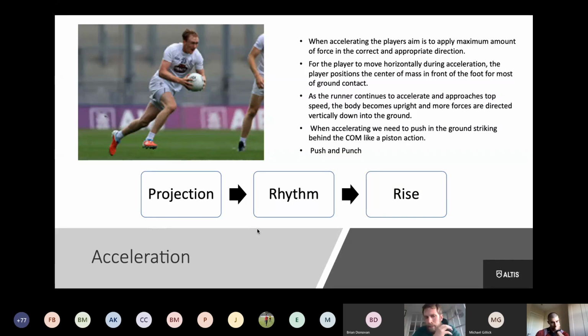Okay, and then if you track the center of mass, you watch it rise as the player moves down the track or the pitch. But it's important that we focus on producing force horizontally, punching that knee forward, like a piston action, and then that you're striking behind the center of mass. Okay, so players will have a variance of how far to strike behind the mass, but it's just a key point to look for when we're coaching it on the pitch.